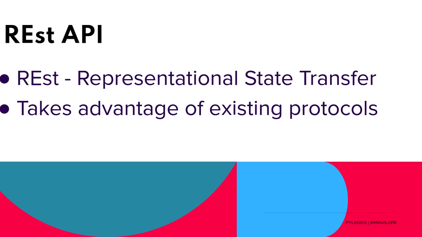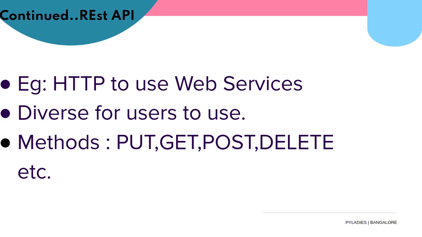So what is this REST API? Representational state transfer. This type of API takes advantage of the existing protocols. By existing protocols, I mean a set of rules that are already defined, and we are just going to use them as they are. The most familiar example is HTTP, so we use that to write web services. So it is diverse for users to use.